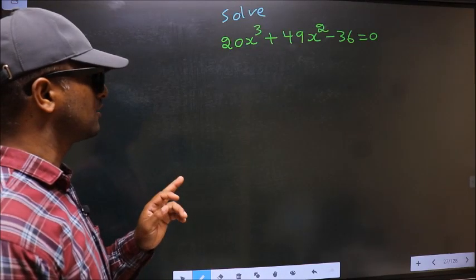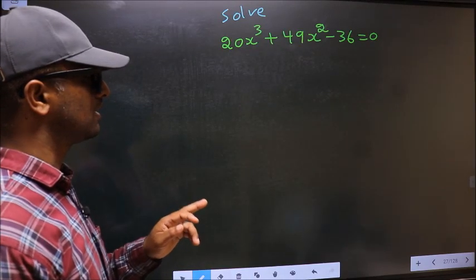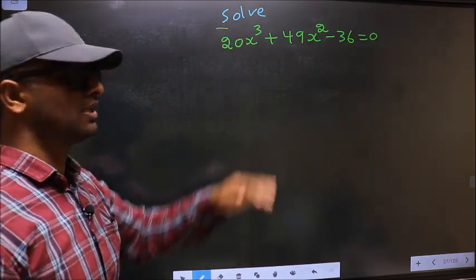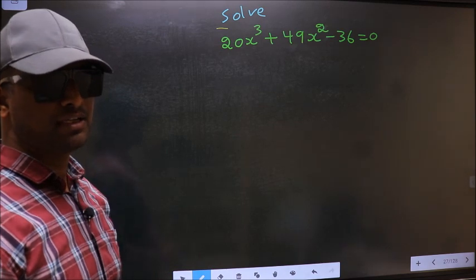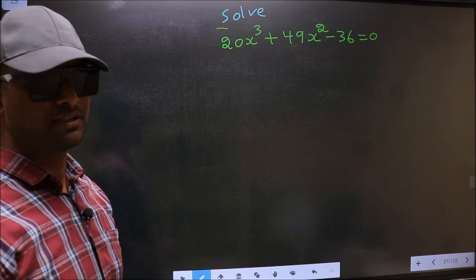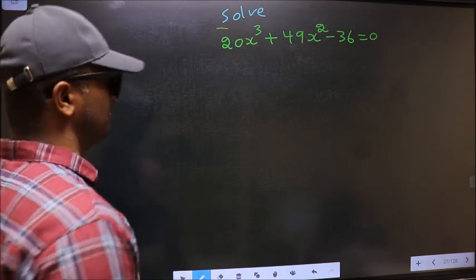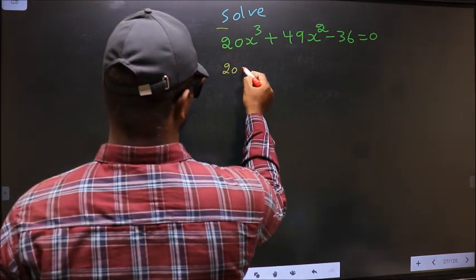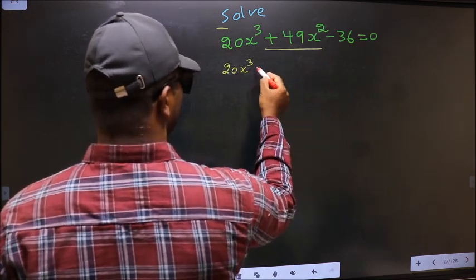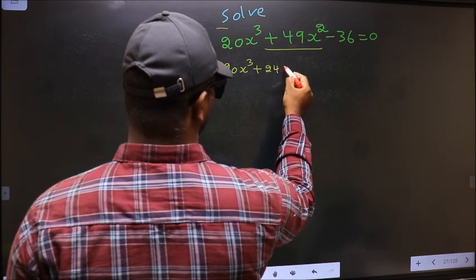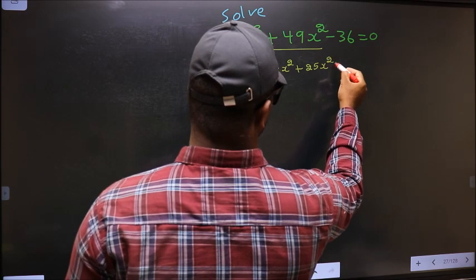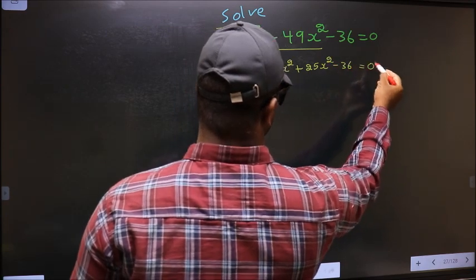Solve 20x cube plus 49x square minus 36 equal to 0. Here they told us to solve, which means we should get the values of x. For that, here we have to change the x square term. What I mean is, 20x cube, in place of plus 49x square, now we write plus 24x square plus 25x square minus 36 equal to 0.